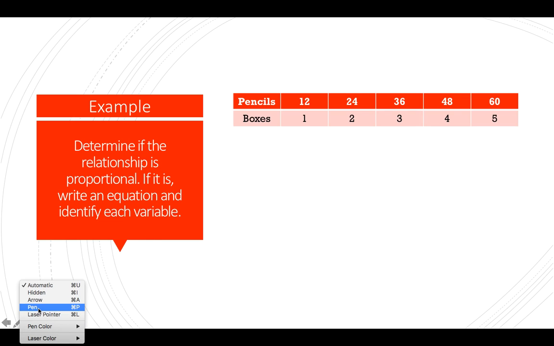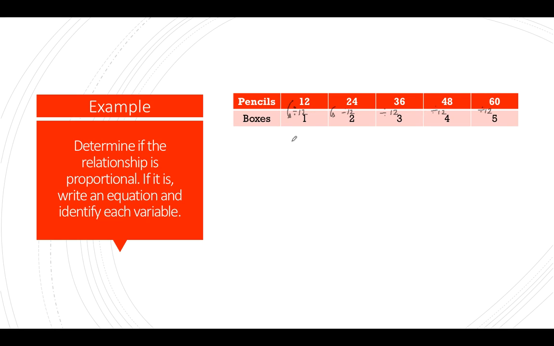So when I look at any table, I always look from top to bottom. So I always look at how this relationship is happening. Now for most of you looking at 12 to 1, you probably think dividing by 12. And if you look at the rest of them, 24 divided by 12 is 2, 36 divided by 12 is 3, 48 divided by 12 equals 4, and 60 divided by 12 equals 5. This is a proportional relationship because the same thing is happening over and over again.